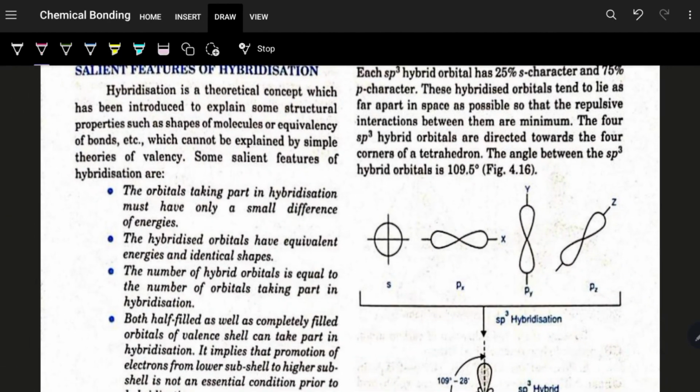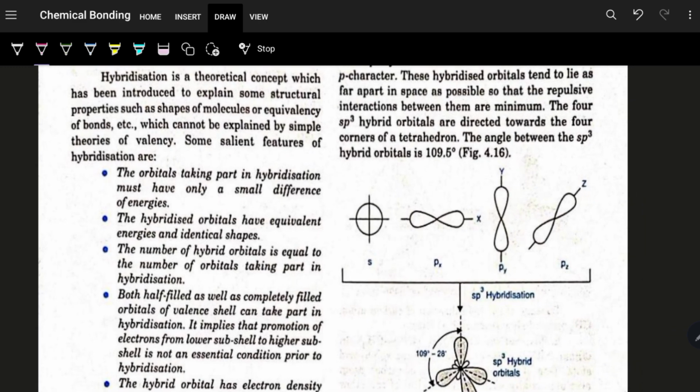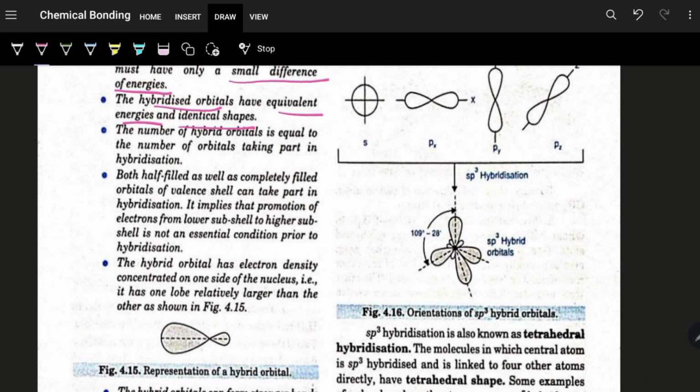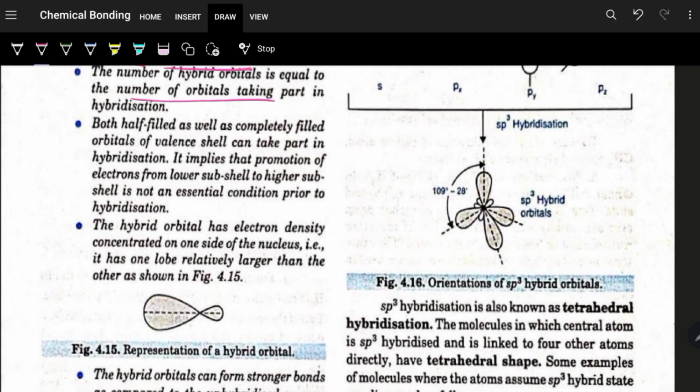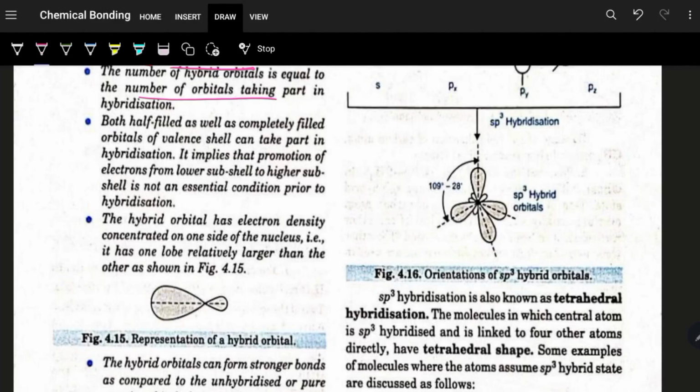Now, salient features of hybridization. I will try and avoid repetition. It's only a revision. Let us see that orbitals taking part in hybridization should have comparable energy or small difference of energy. And the hybrid orbitals are having identical shape, equivalent energy. Number of hybrid orbital is equal to the number of atomic orbitals combining, taking part in hybridization. Both half-filled as well as completely filled orbital of the valence shell can take part in hybridization.